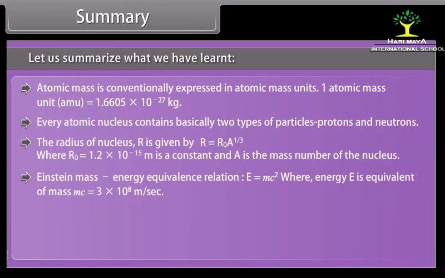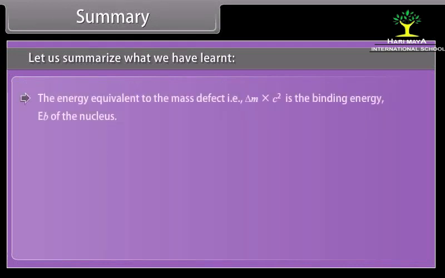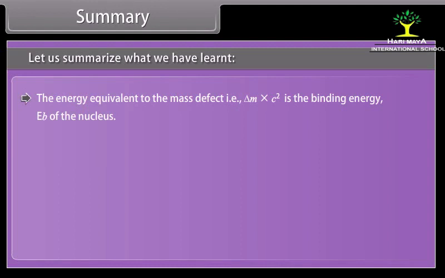Einstein's mass-energy equivalence relation, E = mc², where energy E is the equivalent of mass m. c is the velocity of light in vacuum, that is 3 x 10^8 meter per second. The mass of a stable nucleus is less than the total mass of its nucleons. This difference delta m in mass is called mass defect. The energy equivalent to the mass defect, that is delta m c², is the binding energy, EB, of the nucleus.